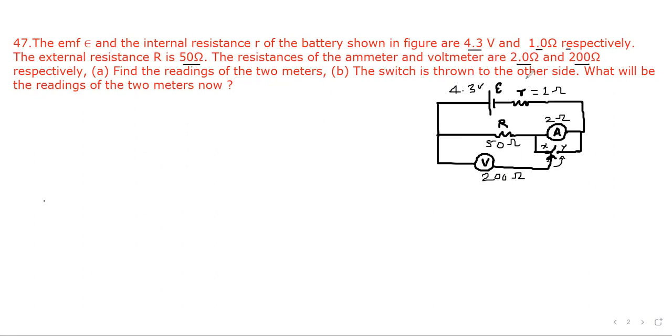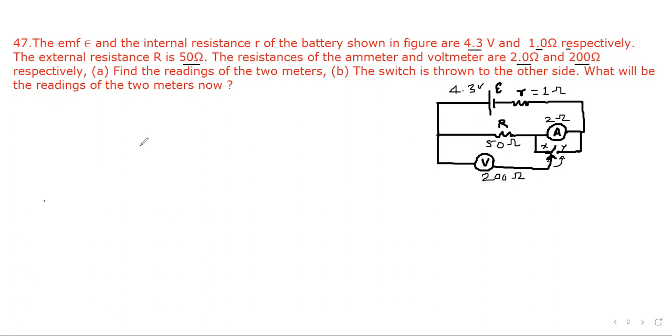The switch is thrown to the other side. What will be the readings of the 2 meters now? So here this is the switch. First, it is connected to point X. When it is connected to point X, these two resistances will be in parallel, and then this 2 ohm will be in series. But when this connection goes to point Y, in that case, 50 ohm and 2 ohm resistance will be in series, and then it will be in parallel with 200.